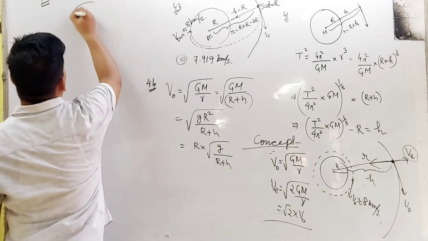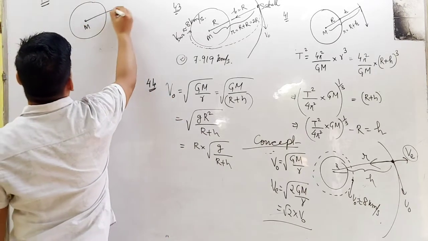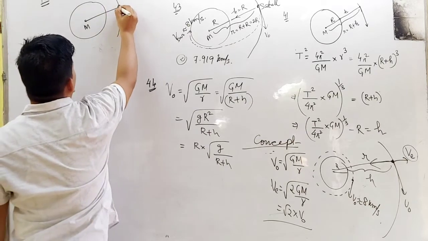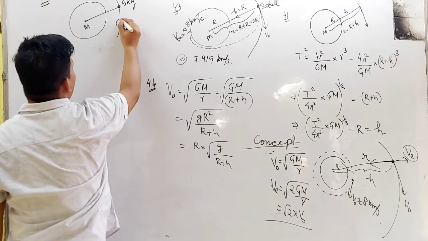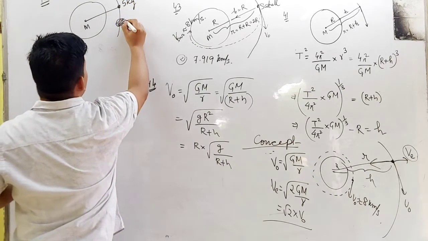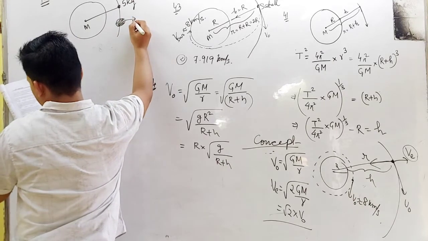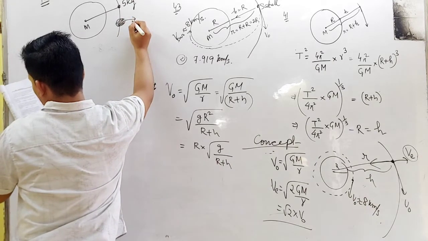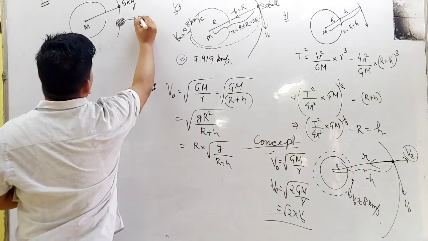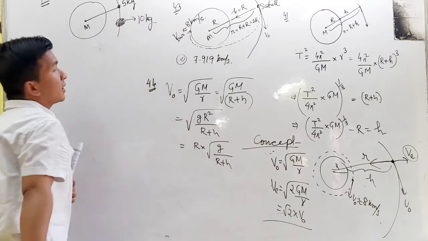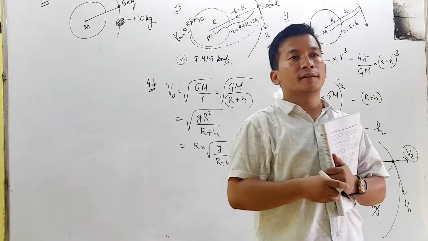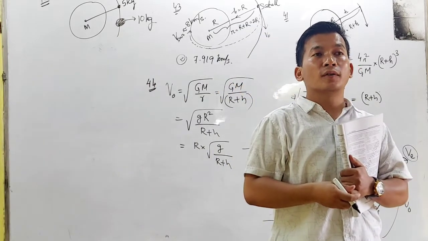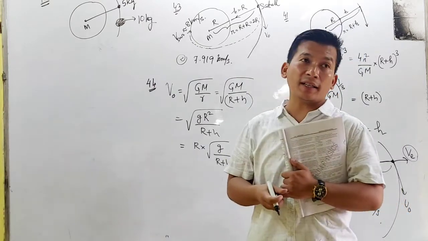This is our Earth and this is the satellite. The satellite is of 5 kg. Now this 5 kg satellite is to be replaced by a 10 kg satellite. Do these two satellites have the same radii?